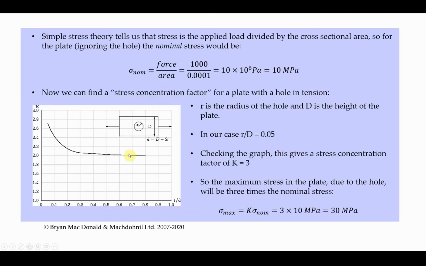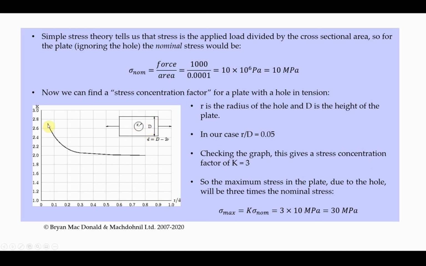So the stress concentration factor tells us what the value of the stress will be in that location where it's going to be very high. If you look up stress concentration factors, you will get an empirical curve like this. By empirical, it means it's derived from experimental results. On the vertical axis, I have K, which is the stress concentration factor. And on the horizontal axis, I've got R divided by D, where R is the radius of the hole and D is the depth or height of the plate.